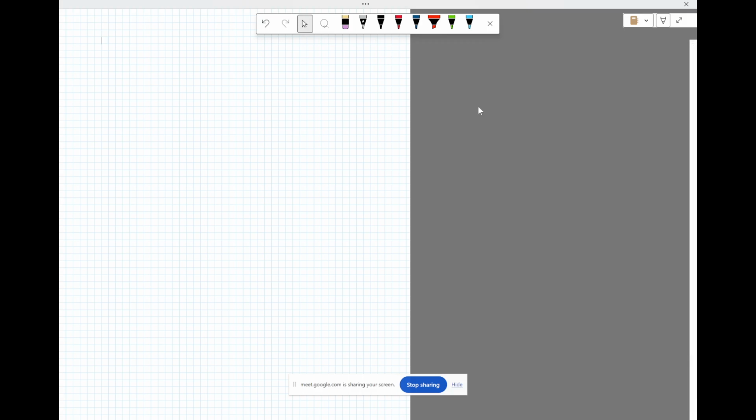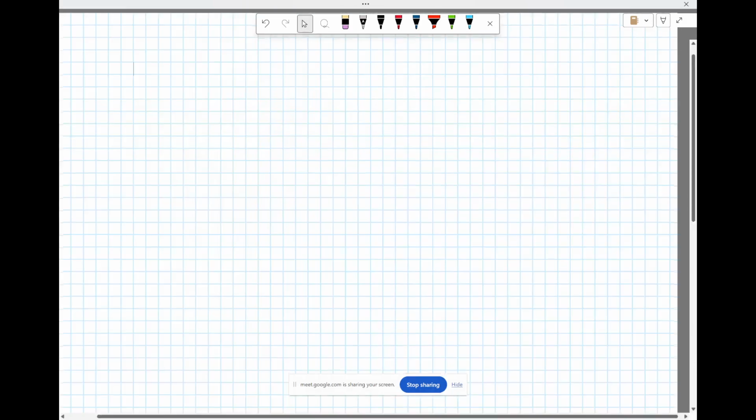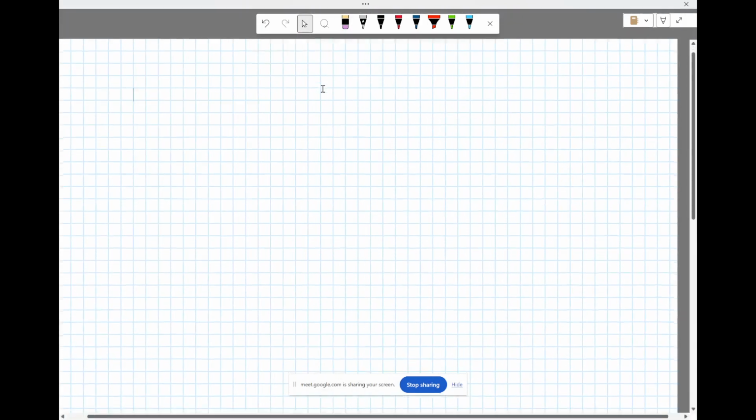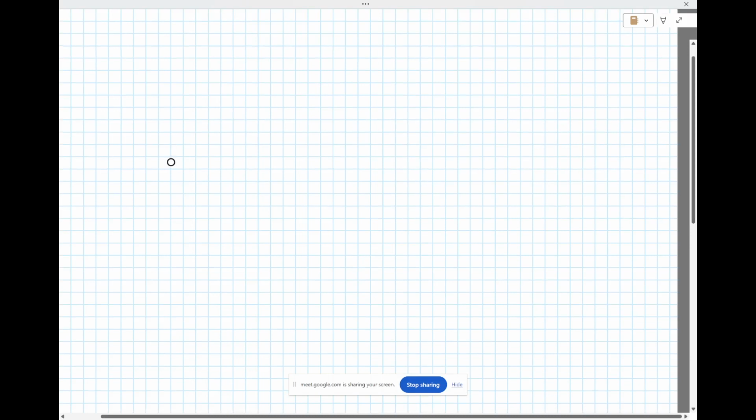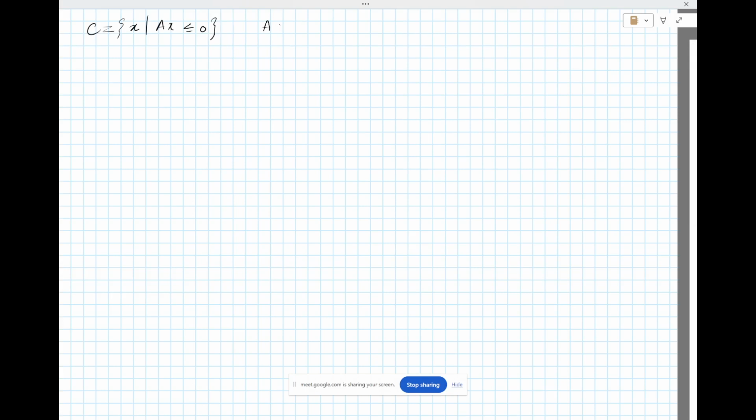So let's do some other question. If you have a set C, x such that Ax less than or equal to 0, and A is m cross n, then what is the max number of extreme points for C? Any guess?